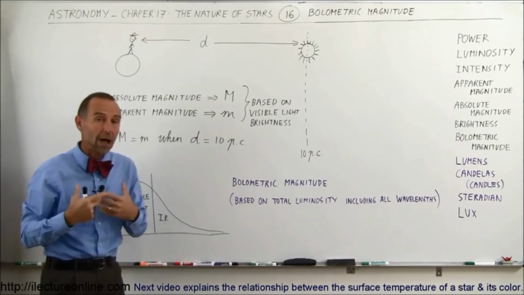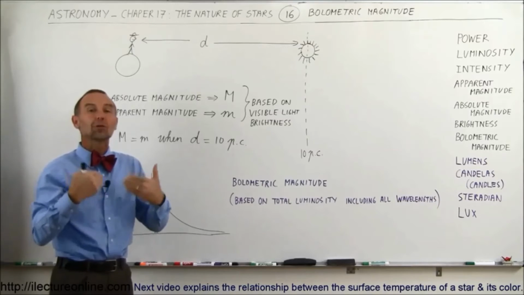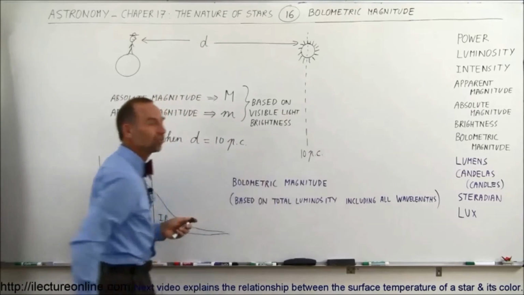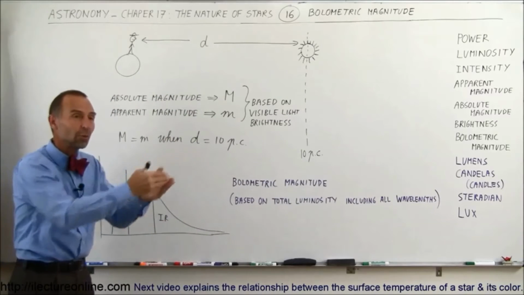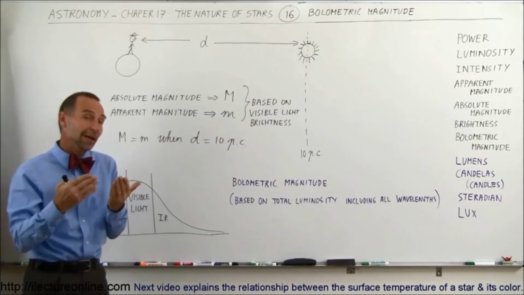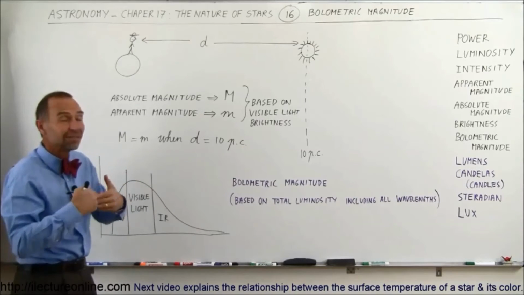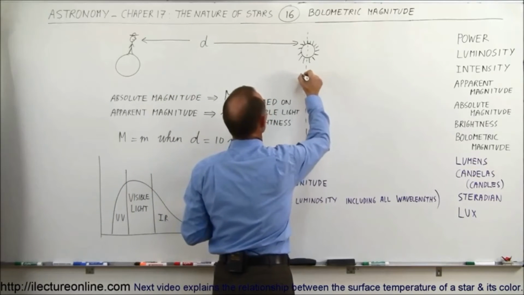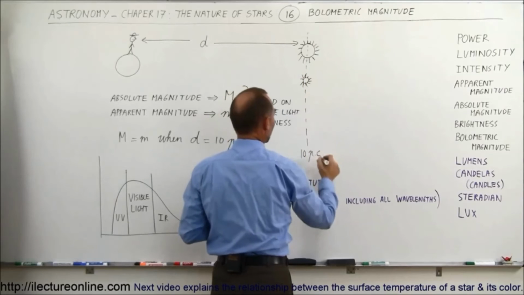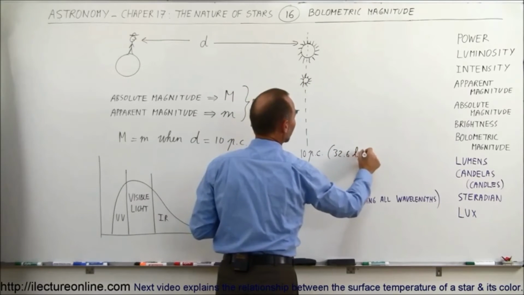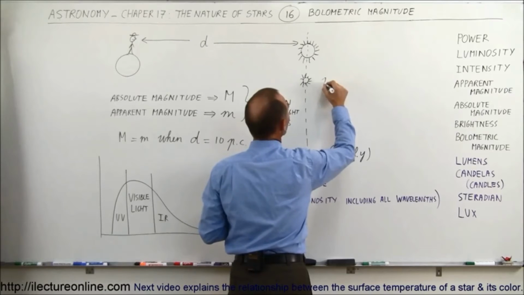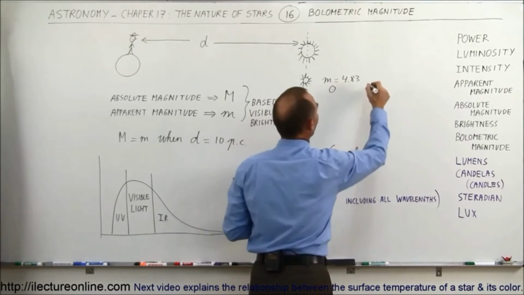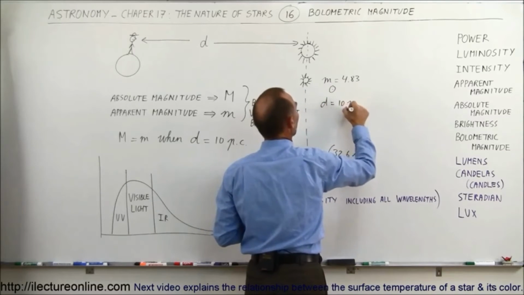So if you want to know what the absolute magnitude is of the sun, we then imagine what it would look like if we placed it 10 parsecs away. So if we place our sun 10 parsecs away, the magnitude of the sun, the apparent magnitude, would be 4.83, and therefore that's the absolute magnitude of the sun. So, for example, if the sun were placed at a distance of 10 parsecs, which is 32.6 light years, the apparent magnitude would be equal to 4.83 of the sun with the distance equal to 10 parsecs.